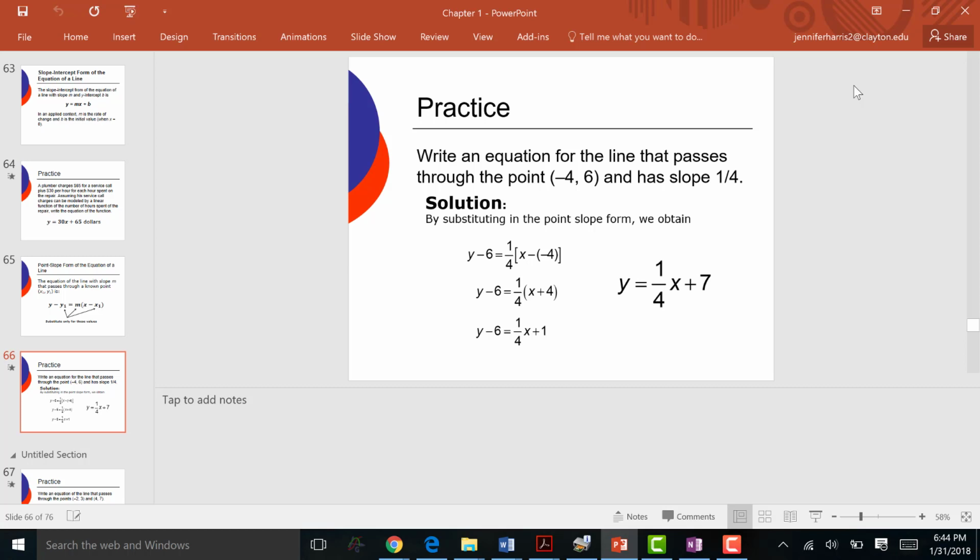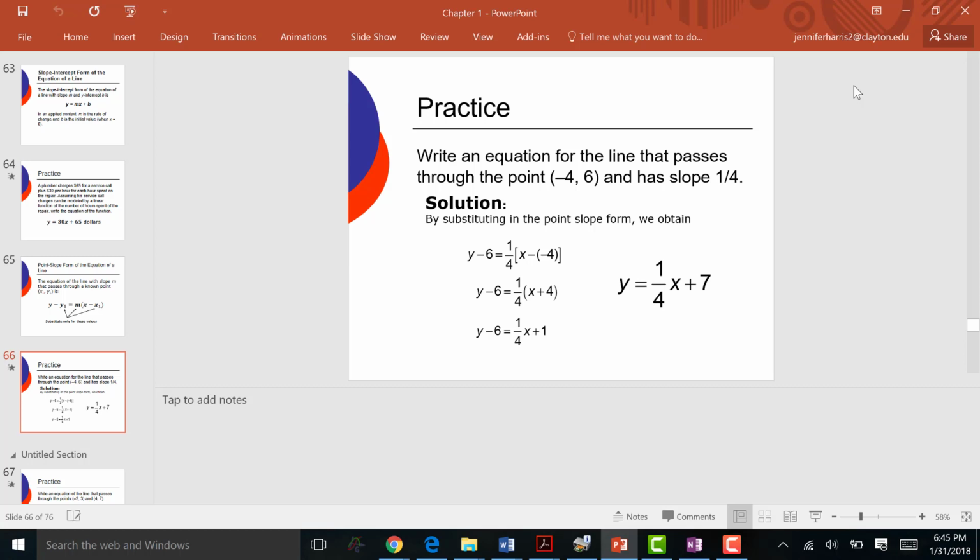I'm going to take it step by step. Y minus 6 equals 1/4. Now, I've got 2 negative signs here. What do they turn into? Positive. Negative, negative is a positive, so that's going to be X plus 4. That's all I've done. I didn't change anything else in that problem but change the negative to a plus.